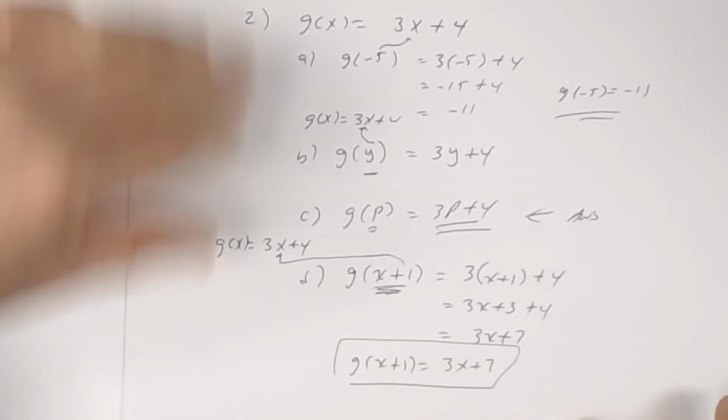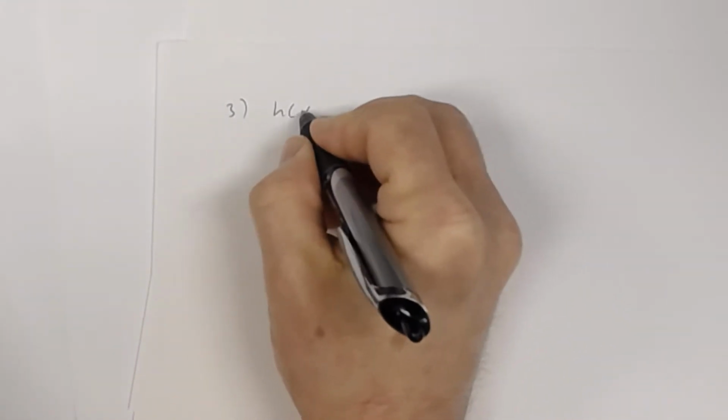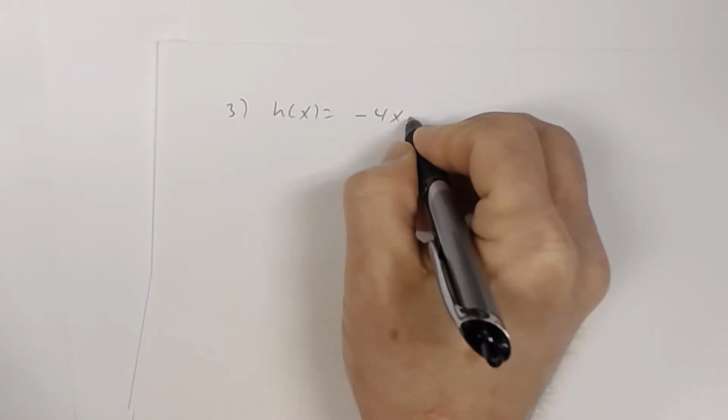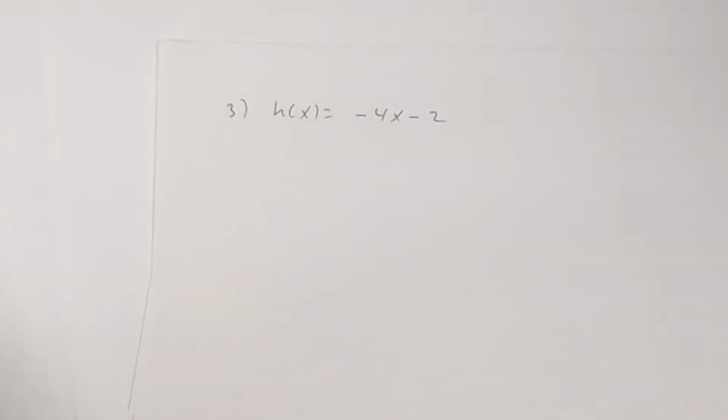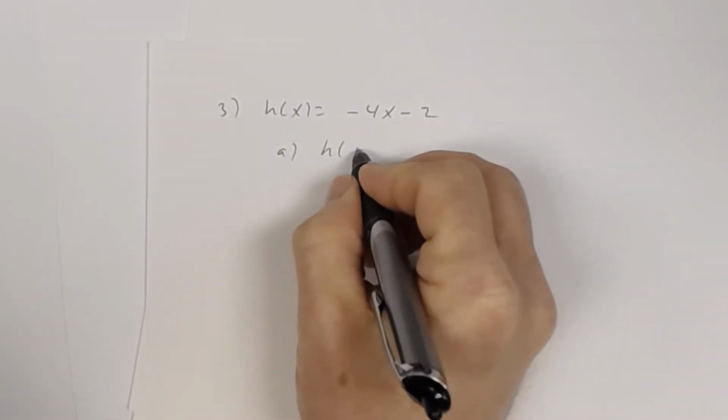Okay, let's look at another one. Suppose number 3, I have this function. I have h of x is negative 4x minus 2. Negative 4x minus 2. And let's suppose I want to find h of c.